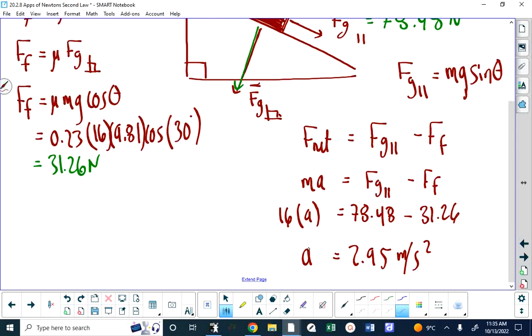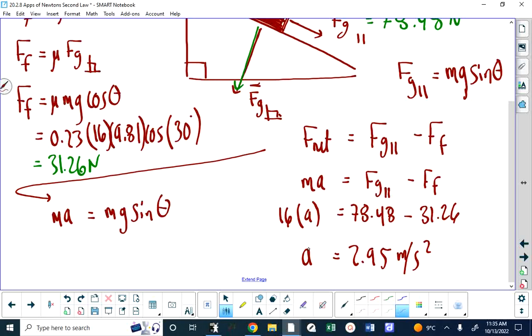But you did not need the mass in this question because you have F net equals Fg parallel minus the force of friction. Well, F net is ma. Fg parallel is mg sine theta. The force of friction is mu times the perpendicular component, which is mg cos theta. Divide both sides of the equation by mass. You do not need to know the mass.